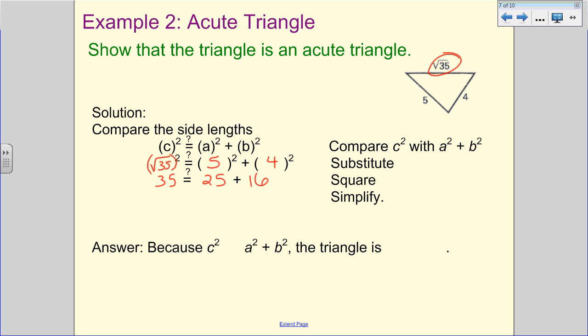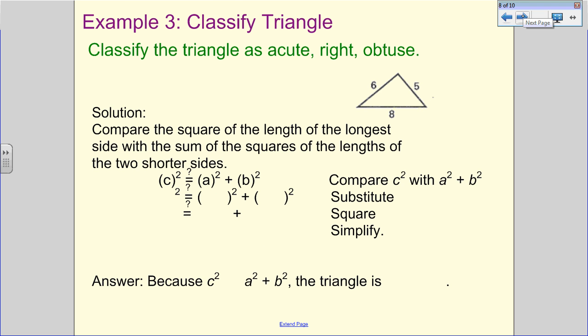So when I look at those, I have 35 on this side, and on this side I have 41. 35 is less than 41. That's the final statement we want to make. So you're going to put in either an equal sign or an inequality. Because c squared is less than a squared plus b squared, the triangle is acute. That's what it means to classify your triangles.